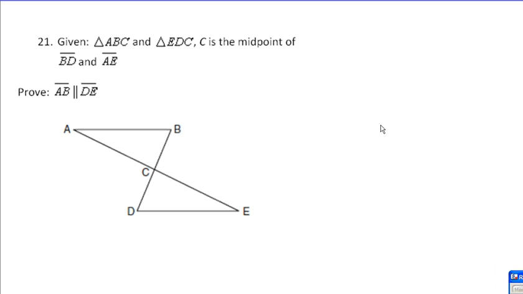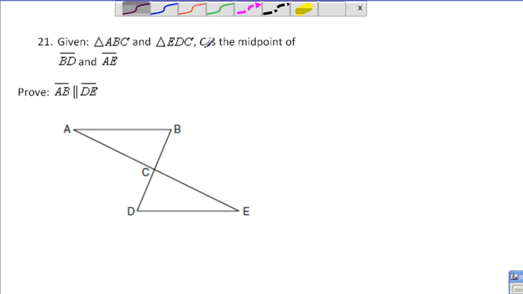Alright, so let us go over the rest of the questions in the triangle packet. Here we need to prove that line AB is parallel to line DE. One thing is we need to realize how they are parallel. Usually it could mean that they have alternate interior angles or corresponding angles, or things like that would be a very good point to start off with.